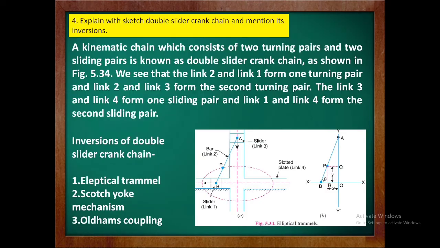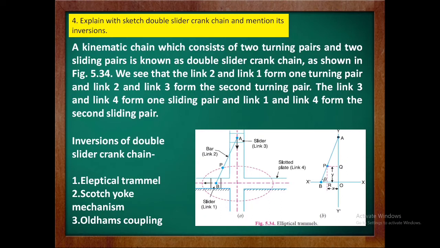Question number 4. Explain with sketch double slider crank chain and mention its inversions. Friends, a double slider, the name itself indicates that it consists of 2 sliding pairs and 2 turning pairs. A kinematic chain which consists of 2 turning pairs and 2 sliding pairs is known as a double slider crank chain. This is as shown in the figure.